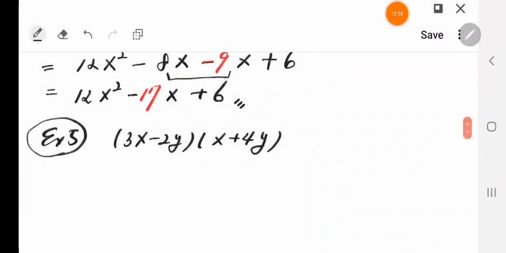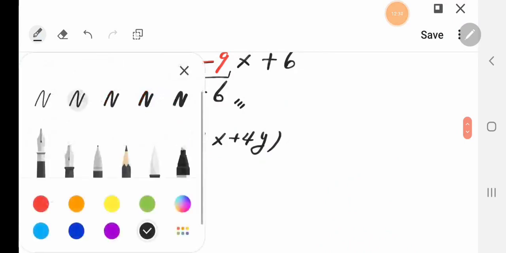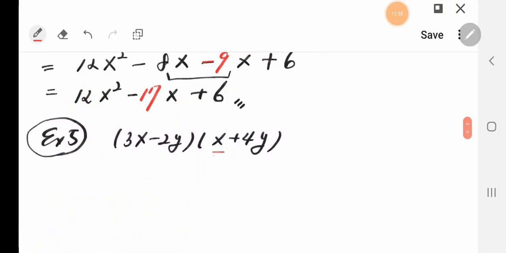Example 5 is similar. Just multiply a binomial by another binomial. So do the same thing. There are two terms in each parenthesis. So multiply x and 4y by 3x. Also multiply x and 4y by negative 2y.